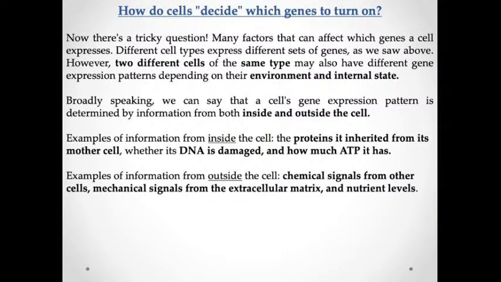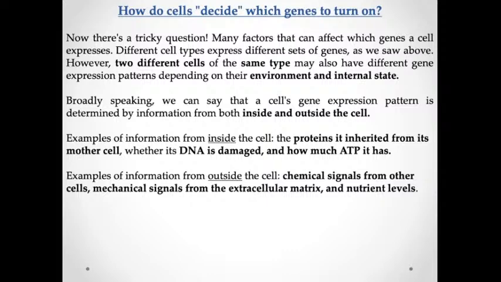So they act differently. So how do cells decide which genes to turn on? How do they decide which gene has to be turned on or turned off? Many factors affect which genes are expressed in our body. Different cell types express different sets of genes, as we have seen above. However, two different cells of the same type may also have different gene expression depending upon the environment and internal state. Two different cells of the same cell type might have different expression patterns because of the environment and internal state.